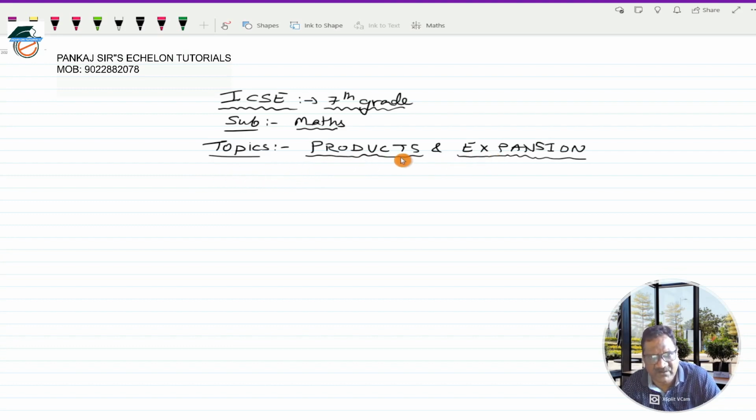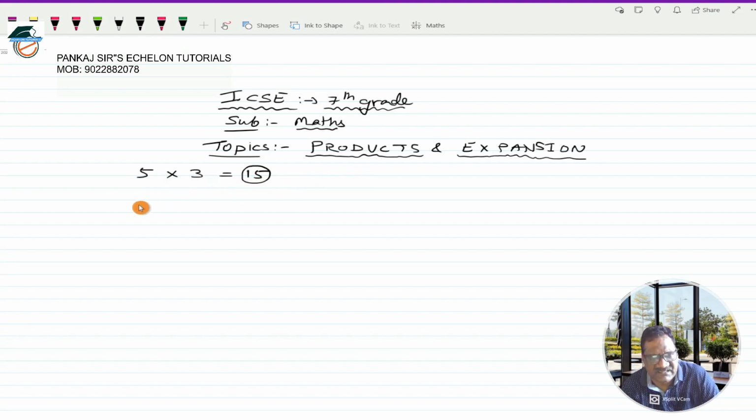Now when I say what are products and what are expansion, let me start first with an example of the meaning of a product. Now suppose you have a number 5 and you have another number 3. When you multiply them, you say that you are finding the product of them. So multiplying 5 by 3 is as good as finding the product of 5 and 3. So the product of 5 and 3 happens to be 15. So this 15 is known as the product of 5 and 3. This is nothing but the product of numbers.